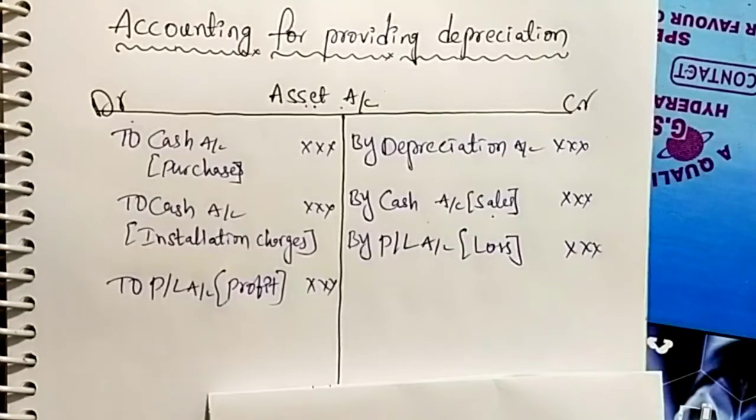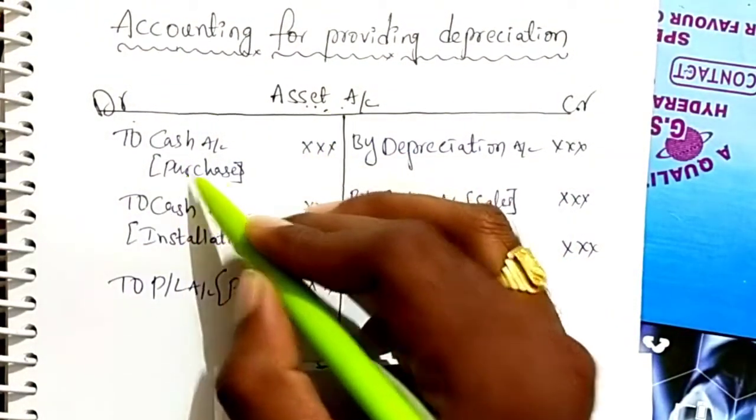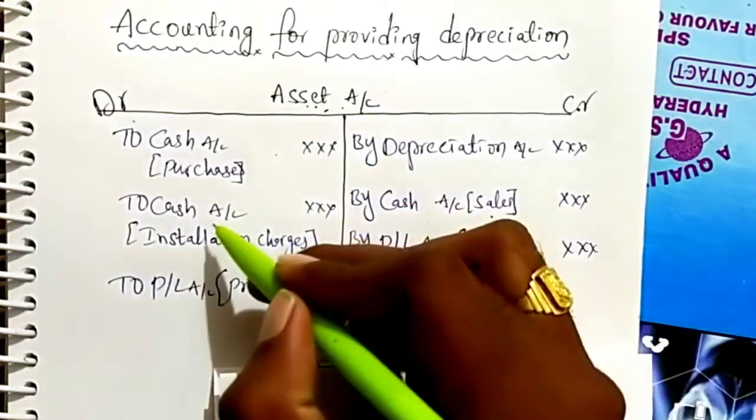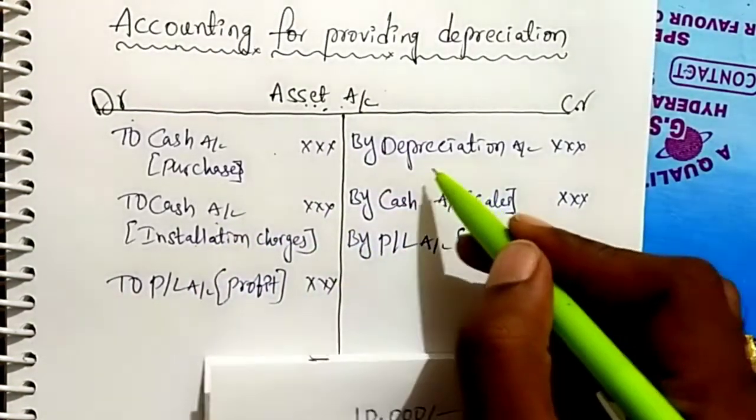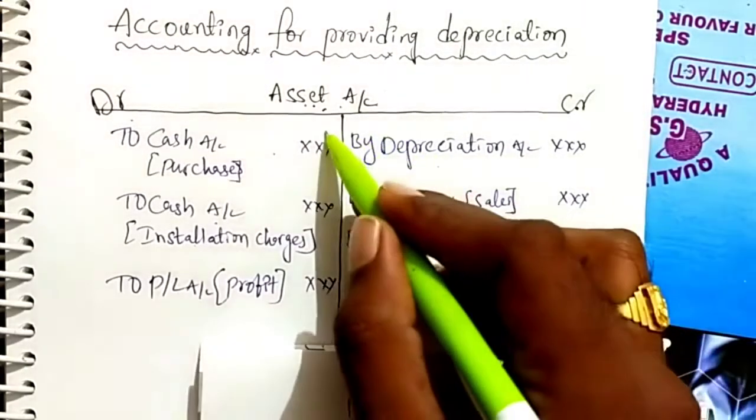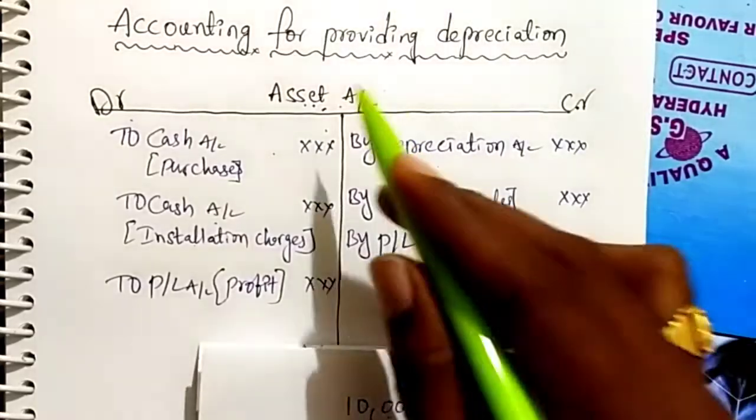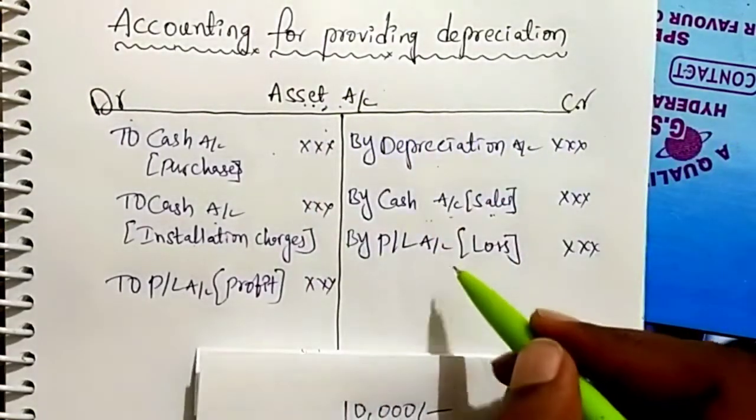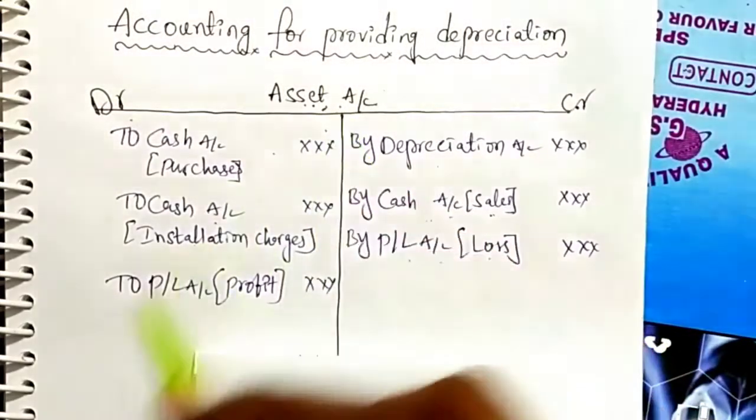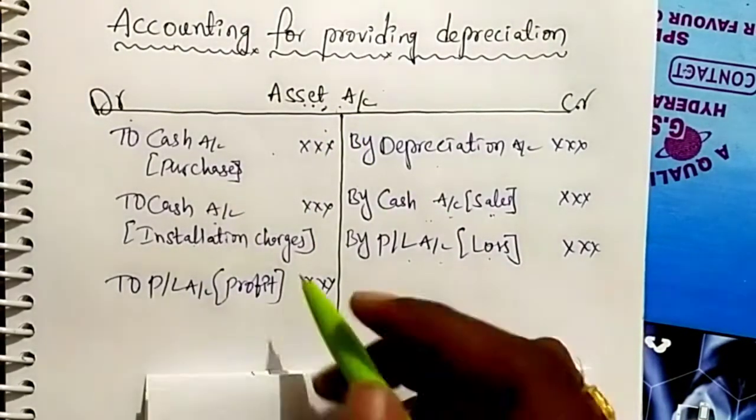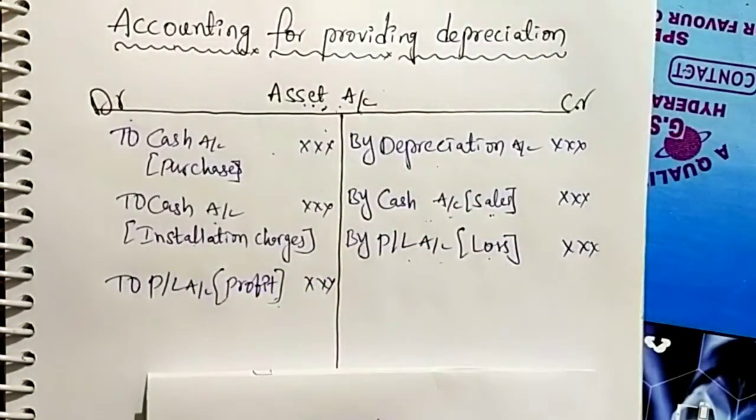You can write journal entries also like this. Asset account debit to cash account for the purchase of asset. Asset account debit to cash account for the installation charges. Next, for providing the depreciation, depreciation account debit to asset account. Next, for the sale of asset, cash account debit to asset account. Next, for transferring the loss, profit and loss account debit to asset account. Next, for transferring the profit, asset account debit to profit and loss account.